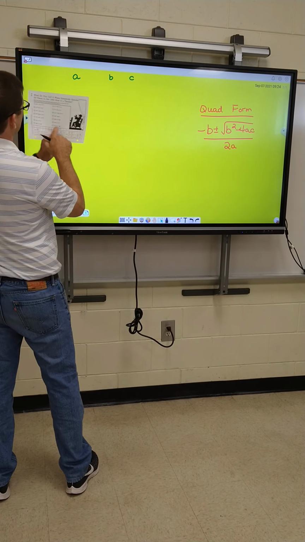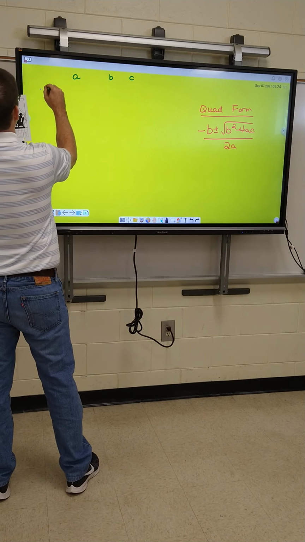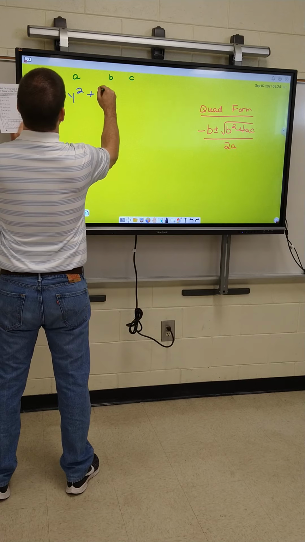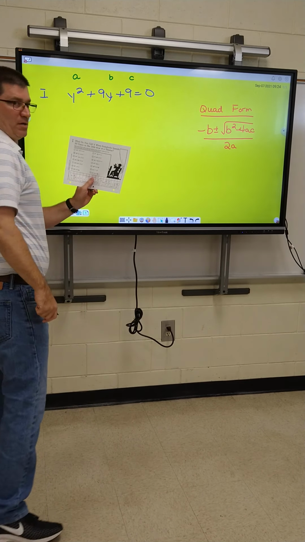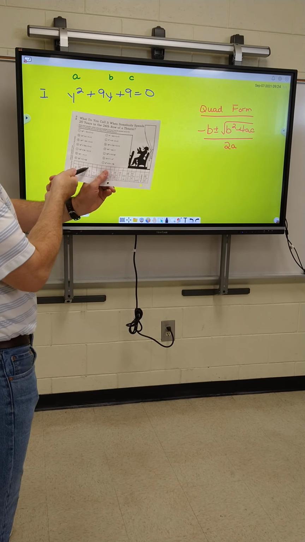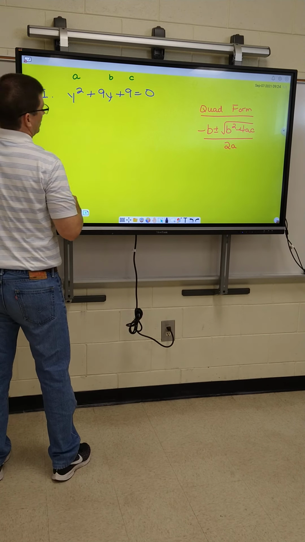Let's do this last one. It says problem I, last one on the right column. Let's see if this one's hard. y squared plus 9y plus 9 equals 0. Now look, you had a minus 9y. I had to move it over and set it up in standard form, so I made a positive 9y.